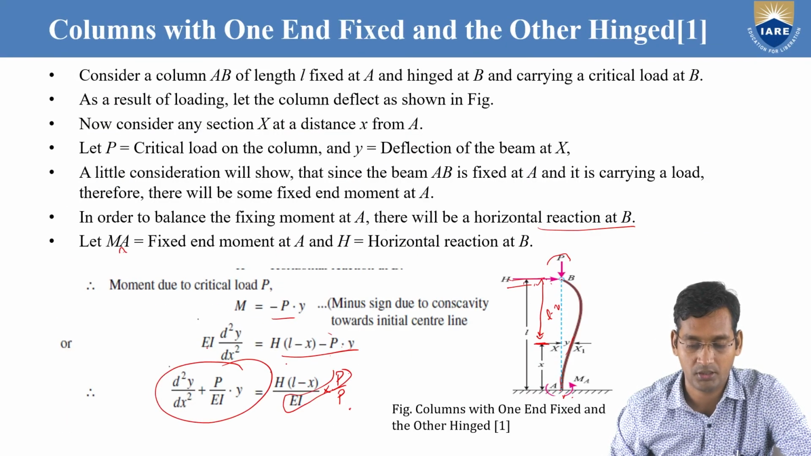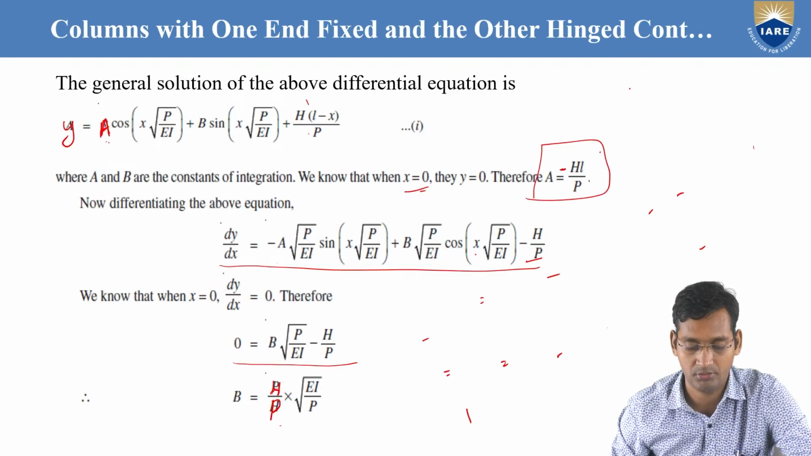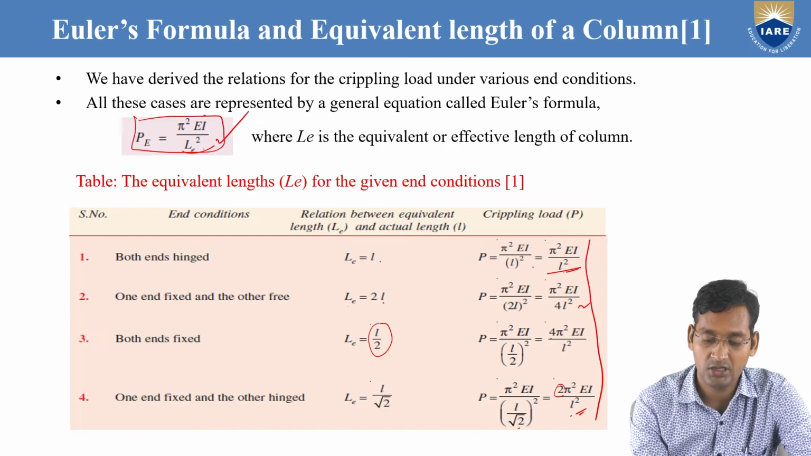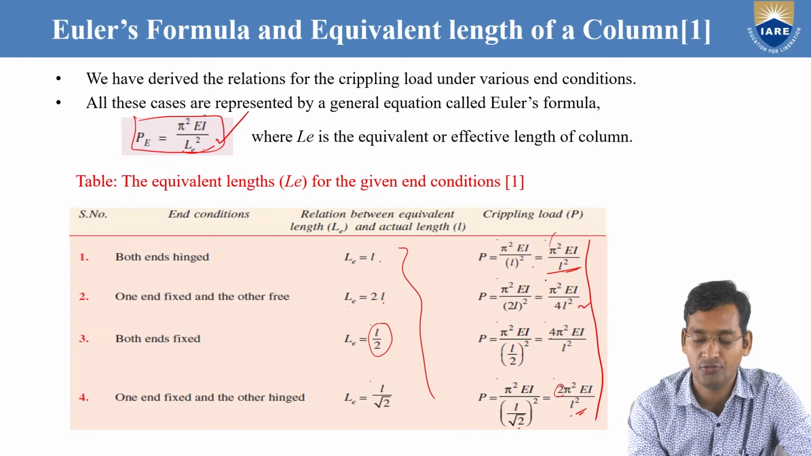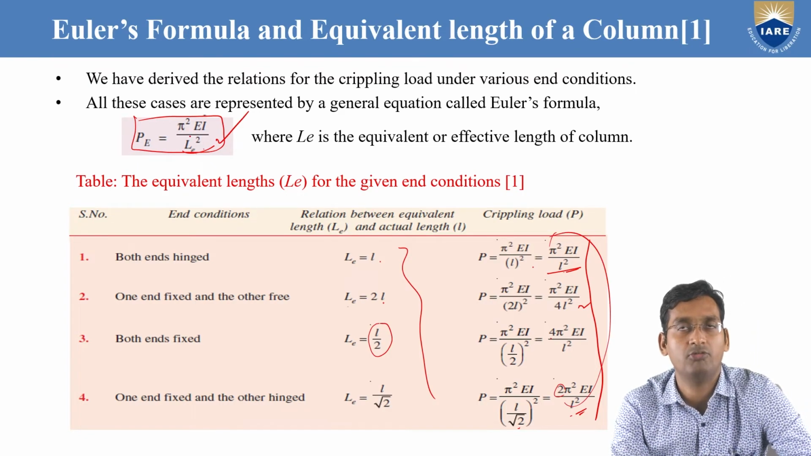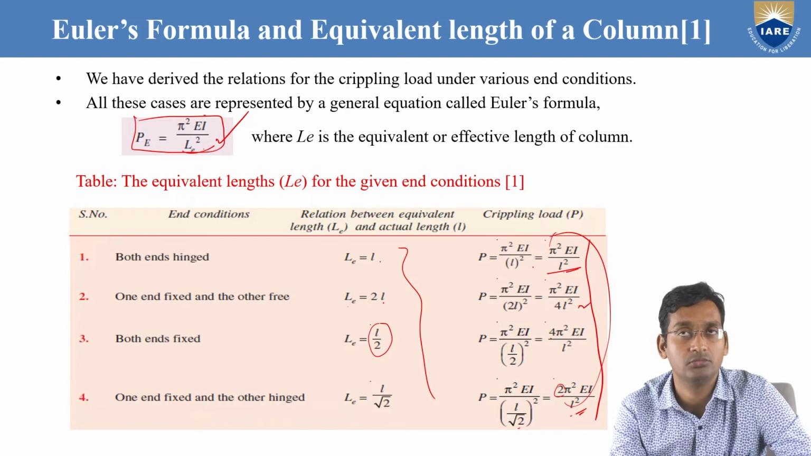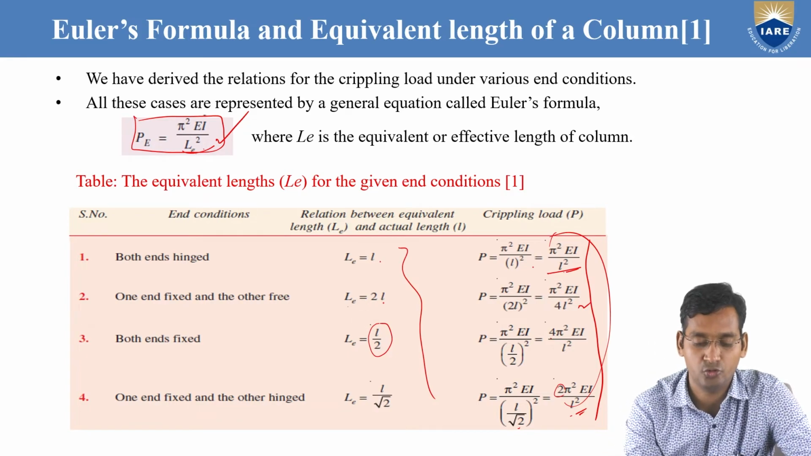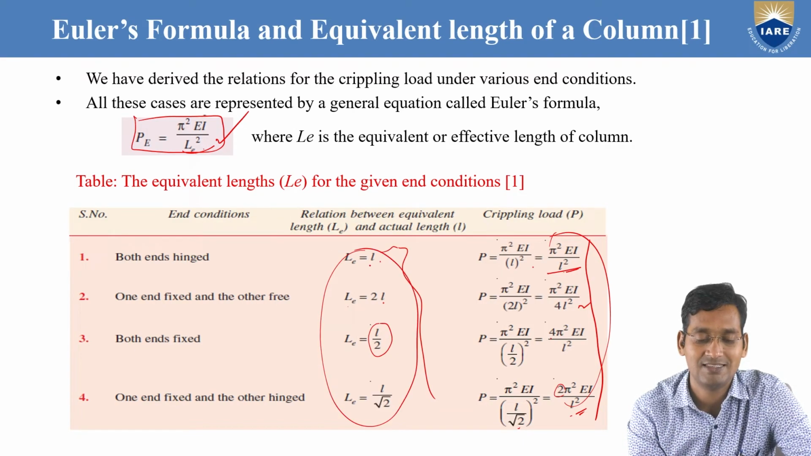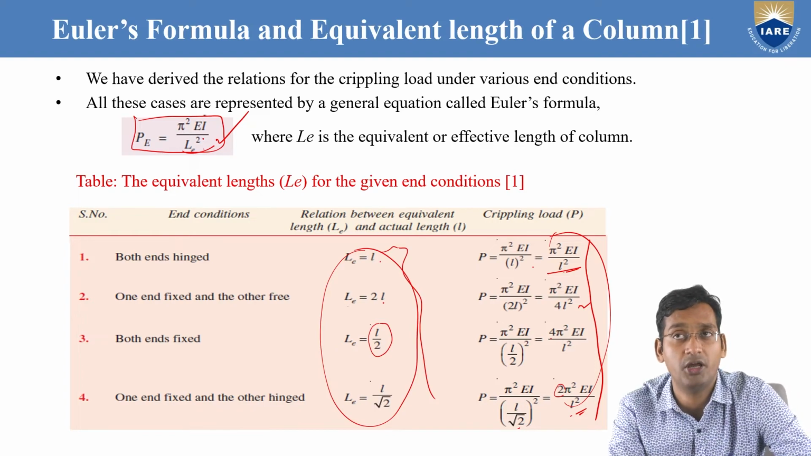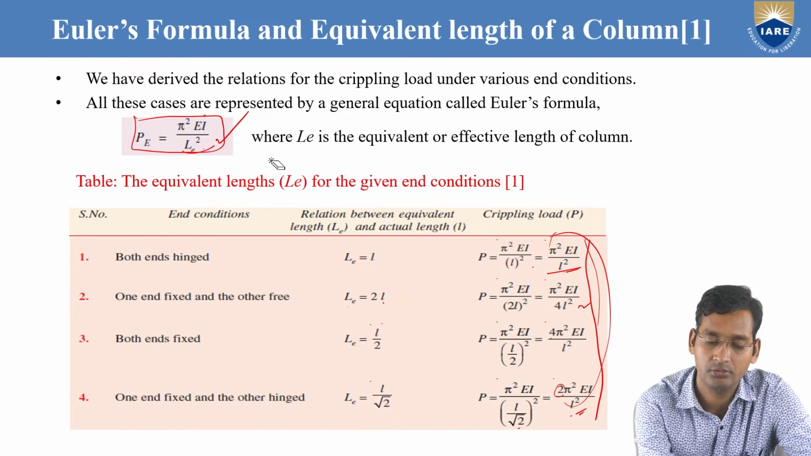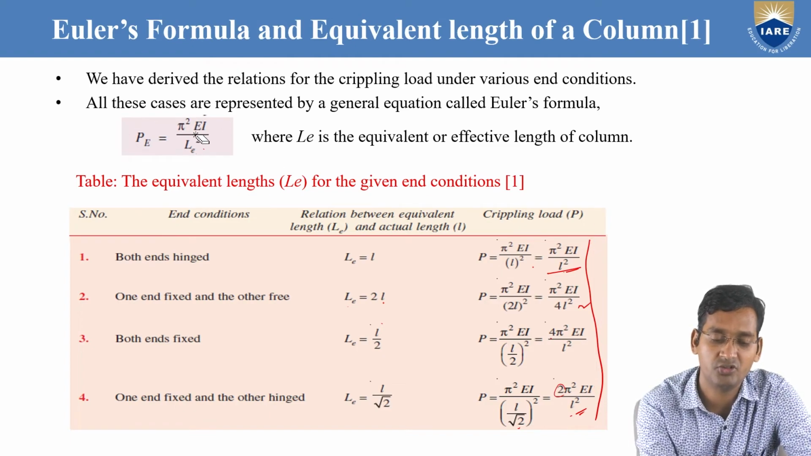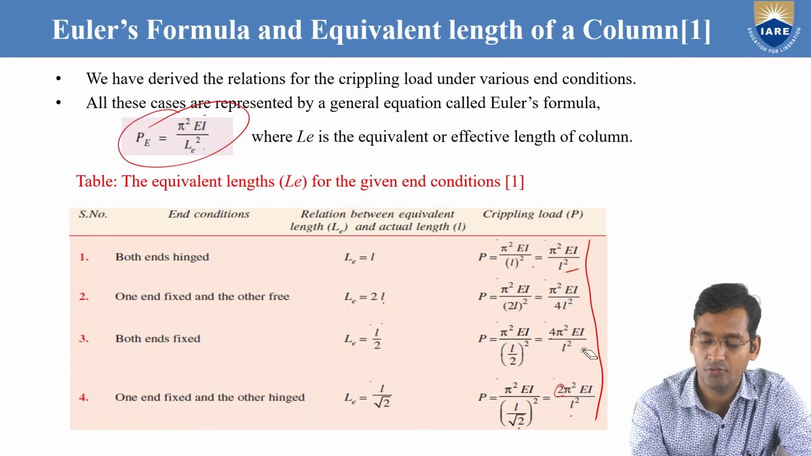So just see once again, I think I explained this, right? The equivalent length is required for Euler's load. All the formulas can be found from one particular formula if you know the equivalent length or effective length. For all the conditions, just put the effective length in Euler's formula, and you will get the crippling load, or value of P. So from this formula only you can find all the formulas.